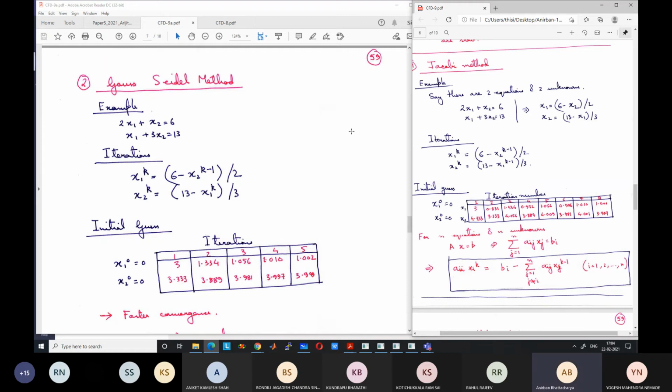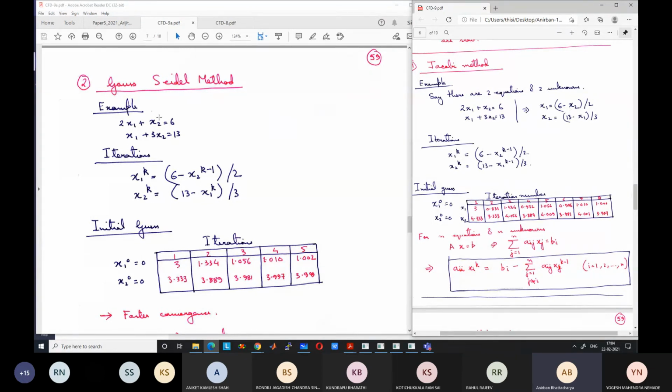Gauss-Seidel method, what change are we going to make? We will follow the exact same pattern. So 2x1 plus x2 equal to 6, x1 plus 3x2 equal to 13. Two equations and two unknowns. We can write this equation as x1 equal to (6 minus x2) by 2. Same thing we can write here. And x2 equal to (13 minus x1) by 3.